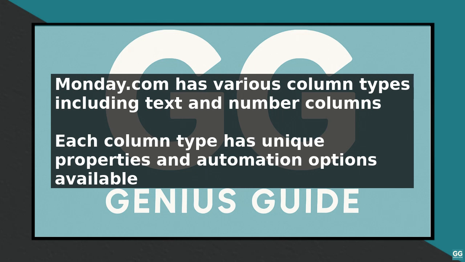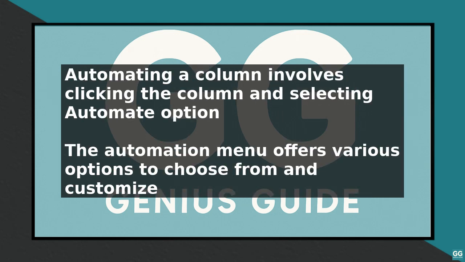For example, let's say you want to automate a text column to send a notification when a new item is added. To do this, select the Send Notification option and choose the team members you want to notify. You can also customize the notification message and add conditions to trigger the automation.